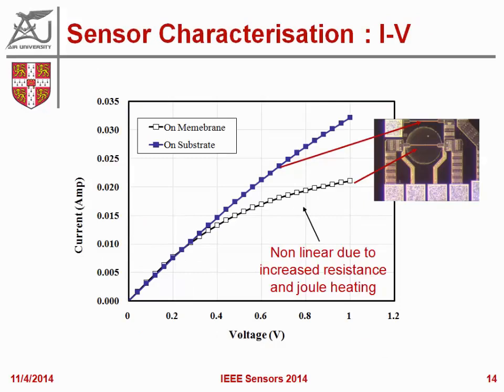This is showing the efficacy of these membranes. There's a non-linear tilt in the IV curve because the heat is not running away. Heat is actually going into the fluid and not into the substrate. But for the sensor on the substrate, it's almost linear, showing that most of the heat is being absorbed by the substrate and very little is going into the fluid.